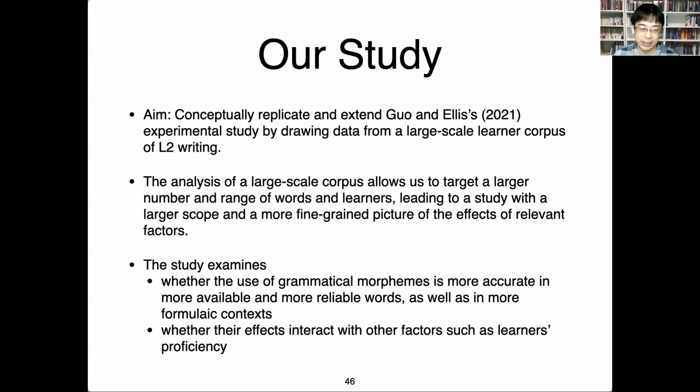And the study specifically examined whether the use of grammatical morphemes is more accurate in more available and more reliable words, as well as in more formulaic contexts, and whether the effects interact with other factors like learners' proficiency. Does the effect of frequency, for example, get smaller when learners' proficiency goes up?